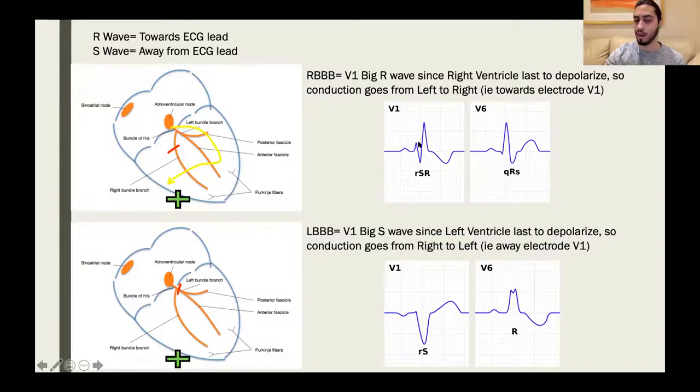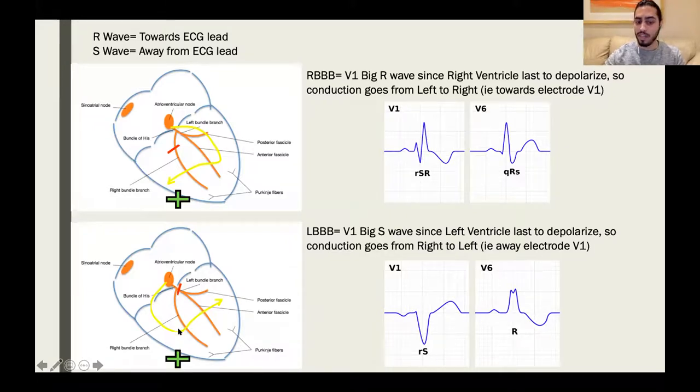I want you to remember the RSR is the main thing. The other one is just the opposite, you kind of compare, but the RSR is the classic morphological thing that you look for. If we compare that to the left bundle branch, nothing can get through to the left side. So instead of your septum getting depolarized from the left, it all goes from the right. So everything goes down here for the right. So you'd get a bit of an R wave. It's not that obvious here, but you'd get a bit of an R wave because it's going towards V1.